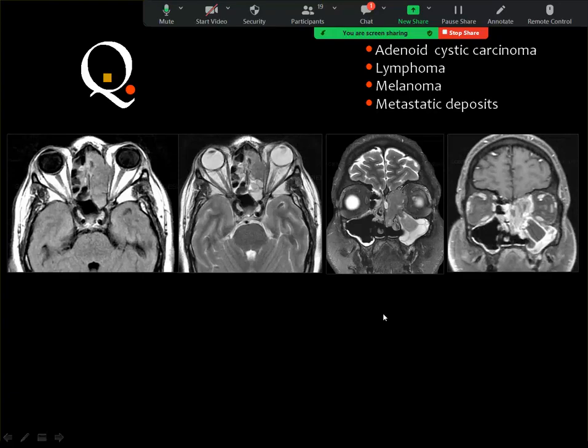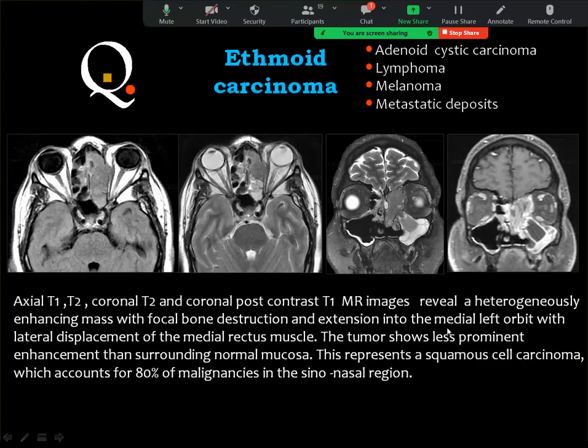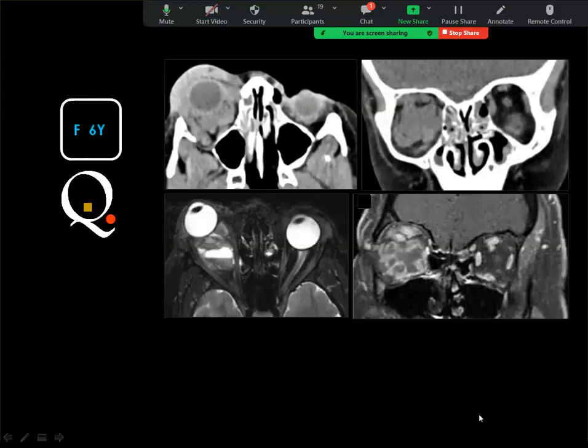Then whenever you are asked about the other differential diagnoses for this lesion, and you mention lymphoma and metastatic deposit, then carcinoma should be suggested first because it is the most common by far malignant lesion in the maxillofacial area.